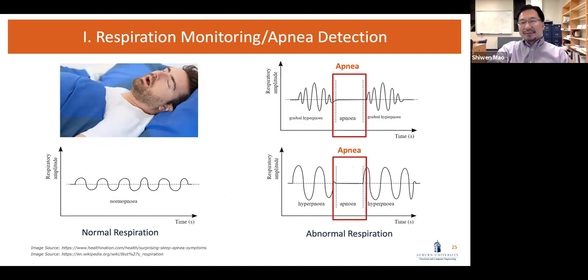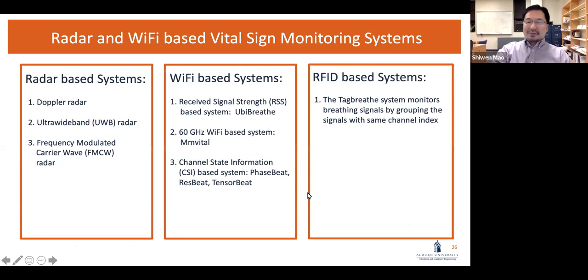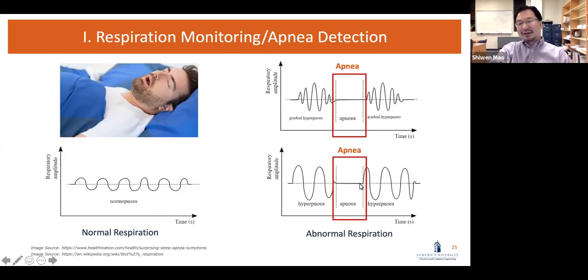It is shown in these two curves. In the upper curve, the subject will breathe irregularly, then stop breathing. Then after some time, they start to breathe again irregularly. Or in some other cases, you could breathe very smoothly, then suddenly stop breathing. So it's very hard to detect apnea, because in our homes, we don't have the technology or a device to monitor our respiration rate, right?